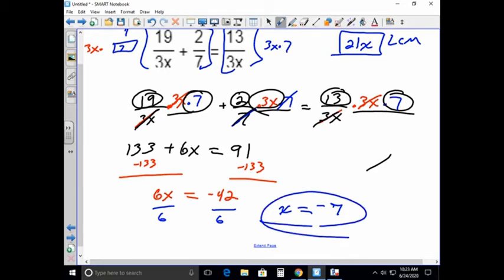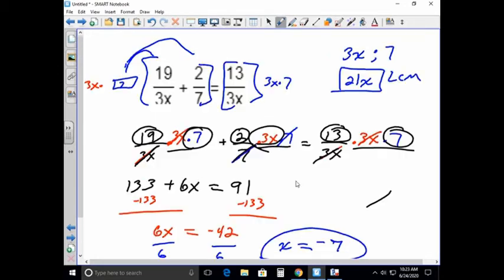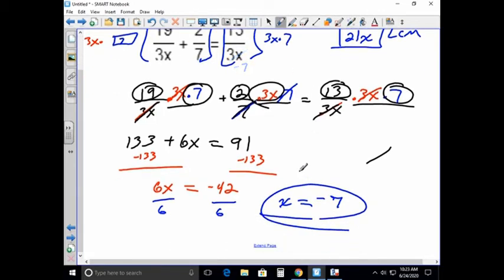Then we would just have to check to see if that answer is okay. If we plug a negative 7 in place of x, is that going to give us a problem? If we put a negative 7 there, 3 times negative 7 is not 0. There's not a variable there to plug a negative 7 into. If we put a negative 7 in there, 3 times negative 7 is still not 0. So as long as it doesn't make the denominator 0, then if we did things correctly, that answer is okay.